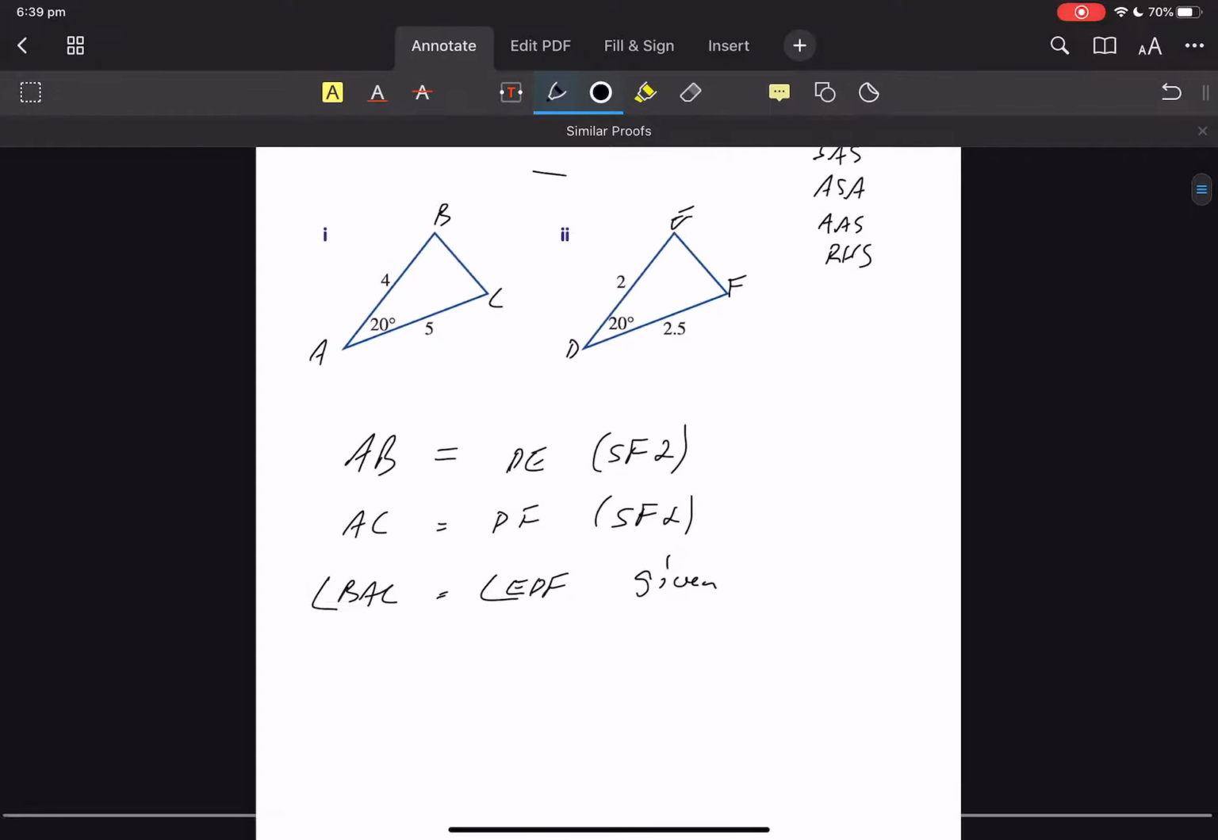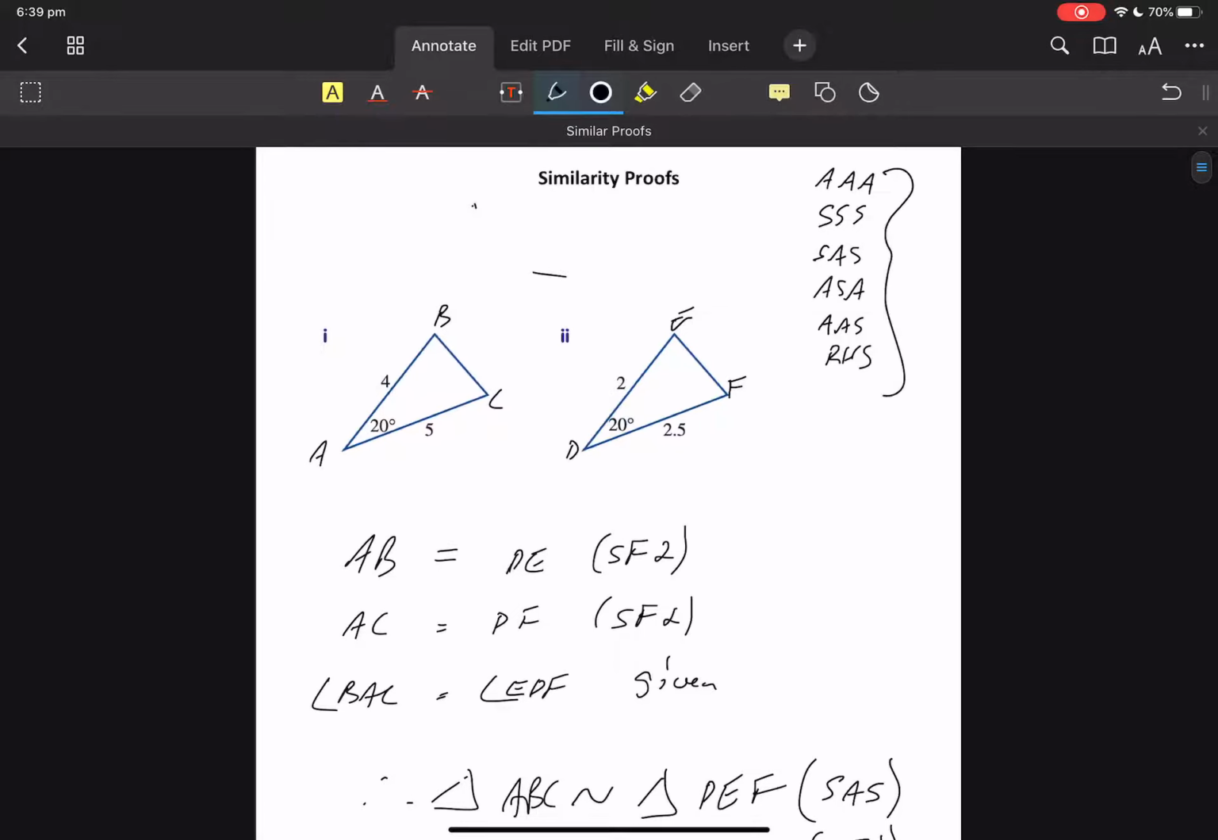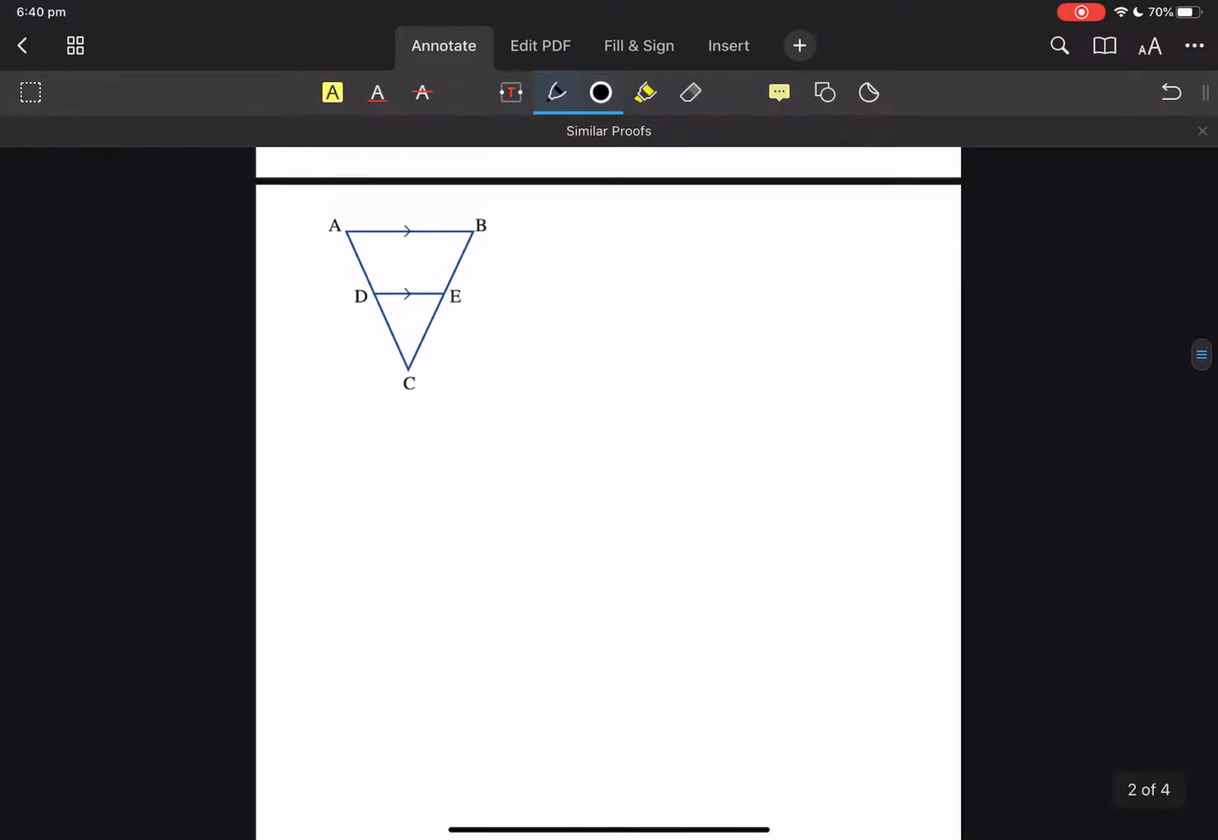We can then just go, therefore, triangle ABC is similar, just a little squiggle, to DEF, and I'm going to go side angle side with a scale factor of 2. So all of those still work, plus the extra one, and the side lengths are going to have a common scale factor, but the angles do not have a common scale factor.